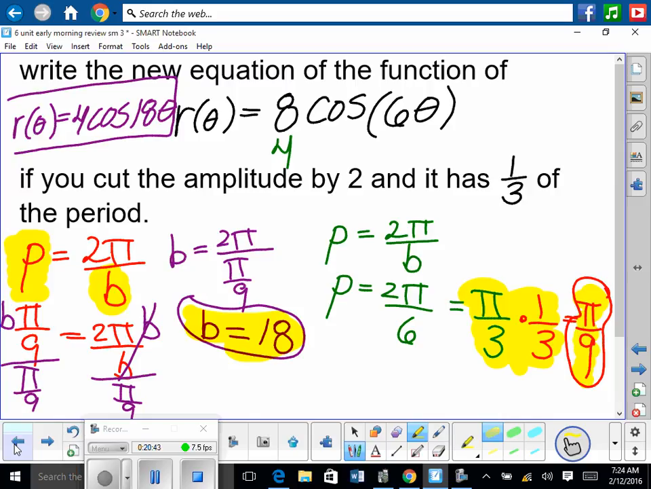Let's think about it. This actually makes a little more sense if you think about it. Look, if there were 6 cycles from 0 to 2 pi, and we cut those periods into a third, won't we be making them smaller? You get what I'm saying? Then you multiply, so it'll be 3 times the amount, and 3 times the number of cycles if you're cutting into a third. So 3 times the number of cycles came out to be 18. Does that make sense? But you could go through the math like we just did.